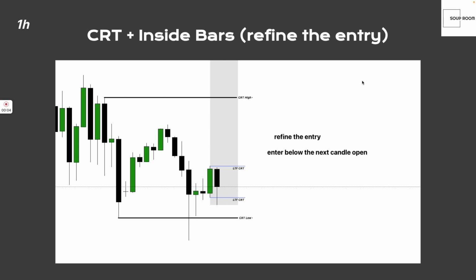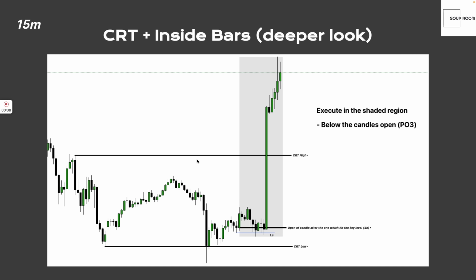Hopping on to the 1 hour time frame, we can now refine the entry by looking for a lower time frame CRT. The CRT low and CRT high of the higher time frame is coming from the 4 hour. We drop down to the 1 hour and look for our lower time frame CRT, which is performing right here. Hopping down to the 15-minute time frame, deeper look. Let's refine that entry.